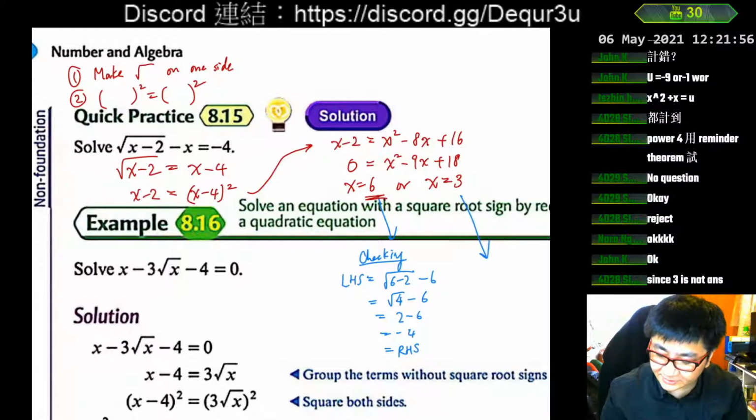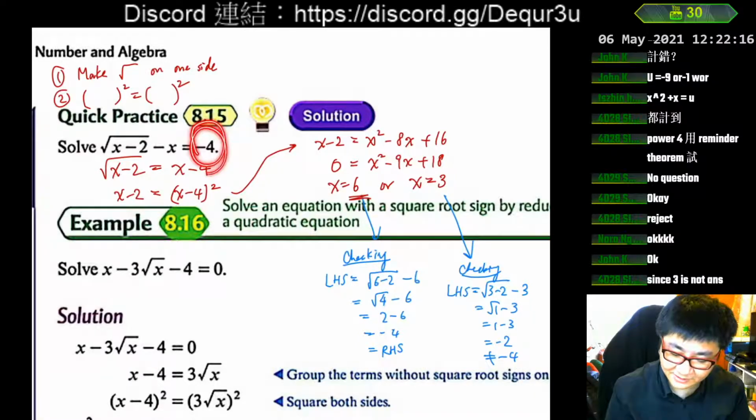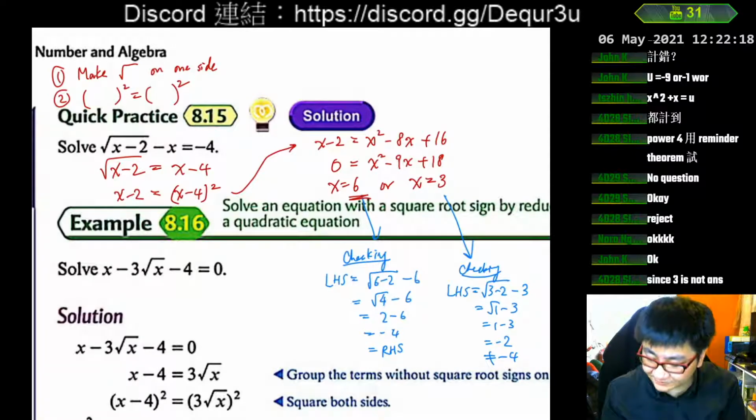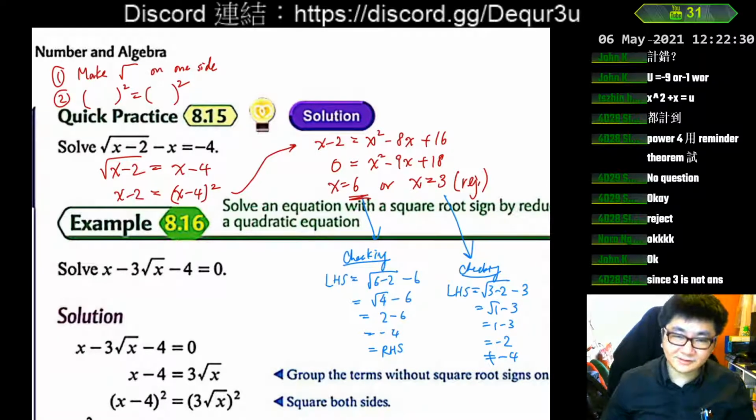And also the other one, x equals to 3. Then again, we do checking. Then we find that left hand side will be the square root of 3 minus 2, minus 3, which is square root 1 minus 3. That is 1 minus 3. It is negative 2. But it is not negative 4, because the right hand side must be negative 4, the original equation. And therefore, you see the left hand side, right hand side, they are not the same. Therefore, 3 is not an answer, and we need to reject it. And if we reject it, then we don't need to put a double underline for it. So 3 is not an answer, we need to reject it. And therefore, we know this from our checking.